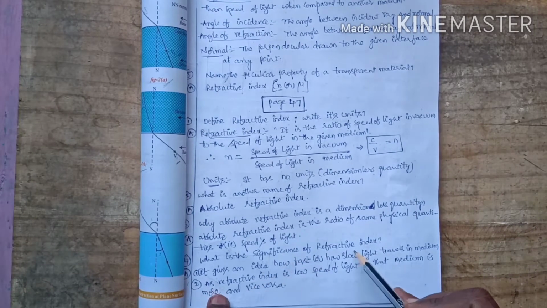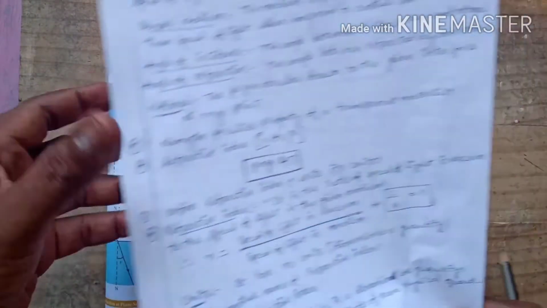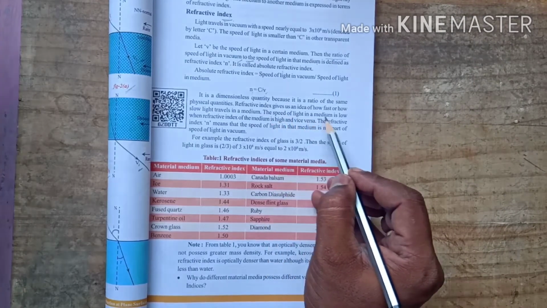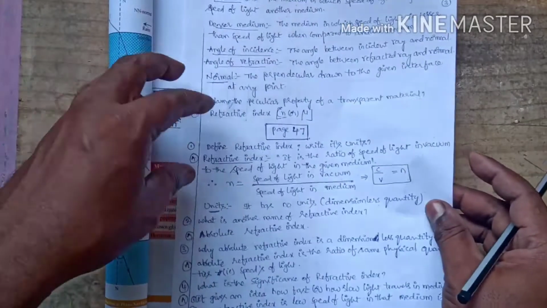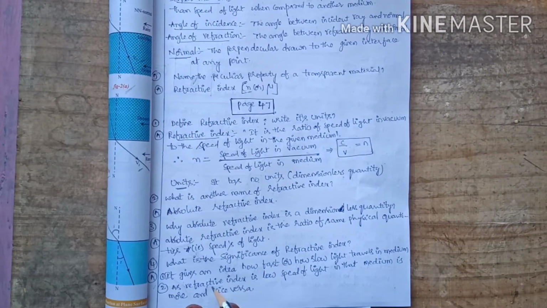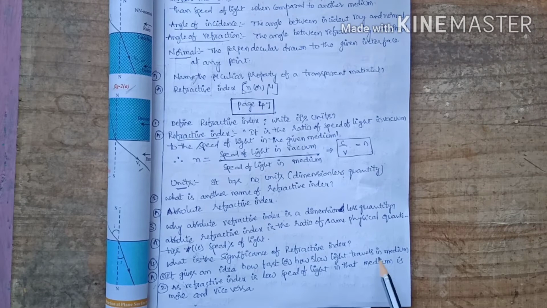Now, what is the significance of refractive index? Here the question is, and the answer is there also. Significance is nothing but why it is to be used. It gives an idea of how fast or how slow the light travels in the medium. Why? Because the speed of light changes from medium to medium. So it describes the speed of light in that medium.